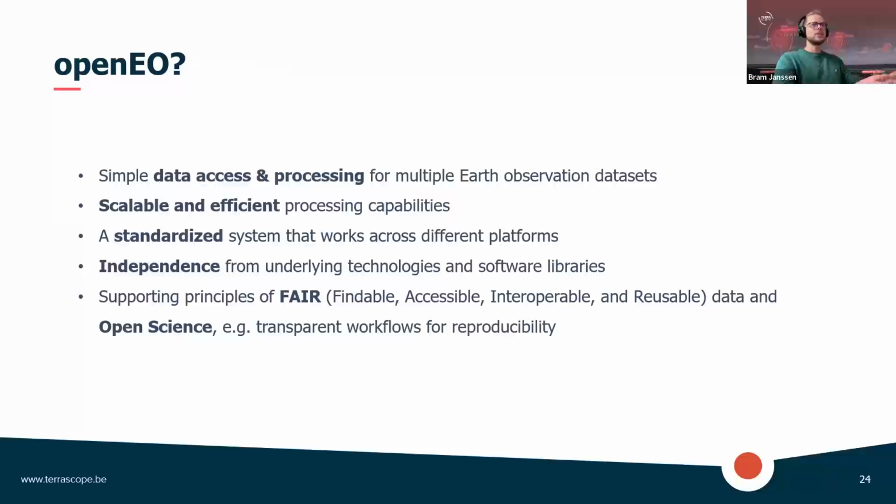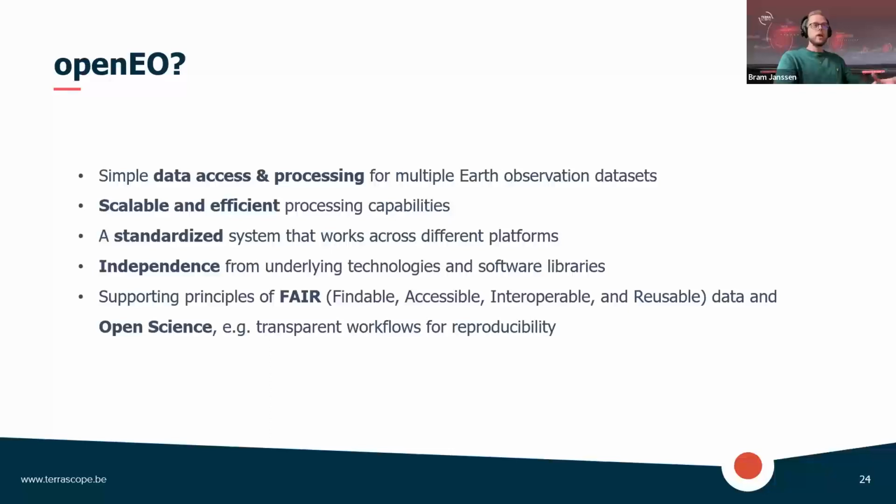In essence, it's an API. So it is an API where you can construct a processing workflow by defining the different steps that you want to execute. So the goal of openEO is to actually simplify accessing Earth observation data sets and processing them on a very large scale. The goal is that it's processed as efficiently as possible, and again, supporting upscaling of your processes so that you can process data sets on a continental scale, for example.